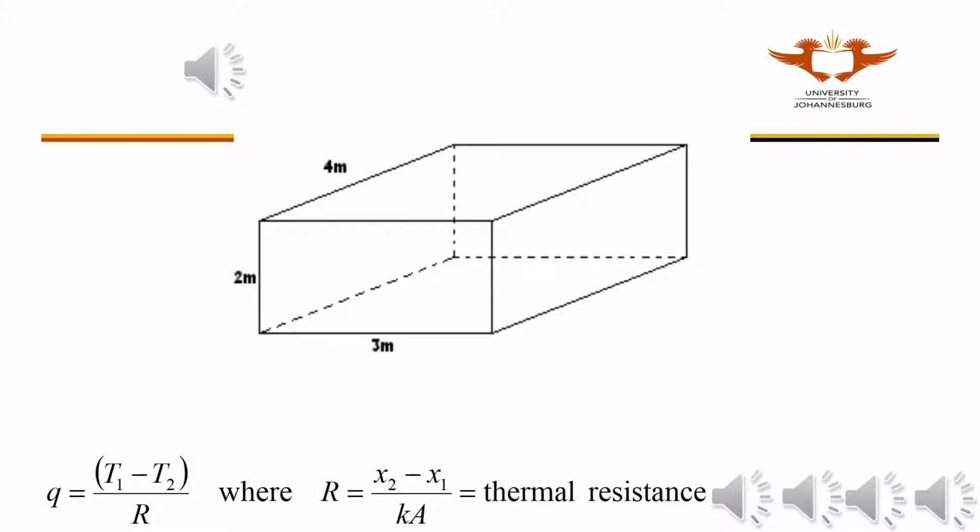Now, what if the heat flow was from the front to the back? What would you calculate the values of x2 minus x1 and area to be? If you thought delta x was 4 meters, and the heat transfer area was 6 meters squared, you were correct.